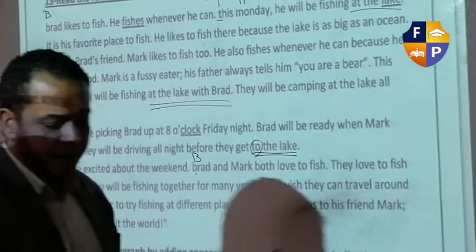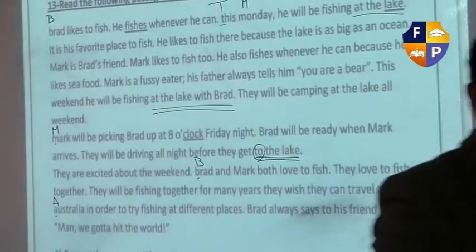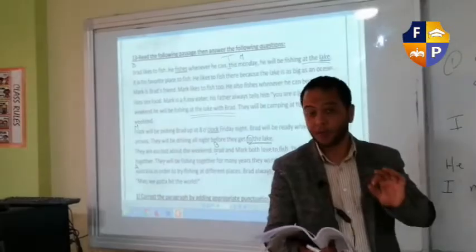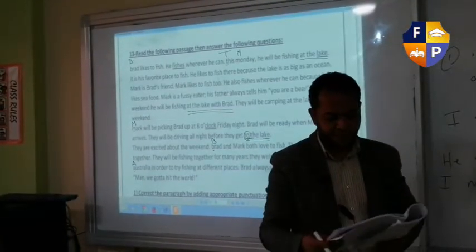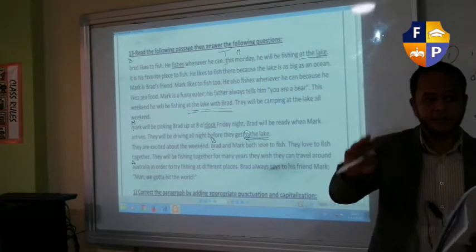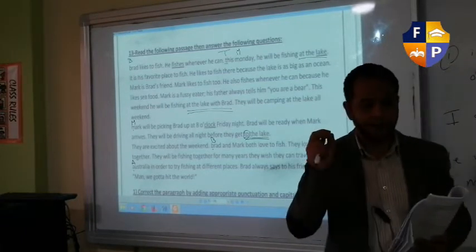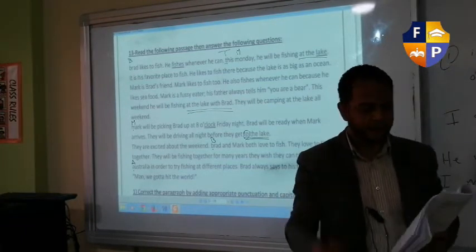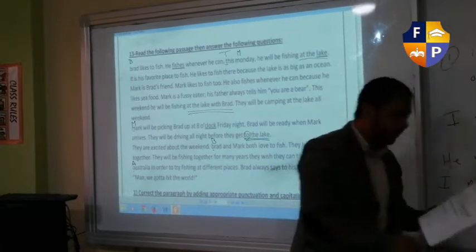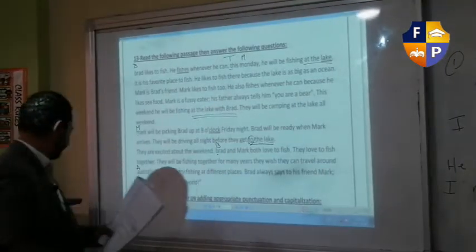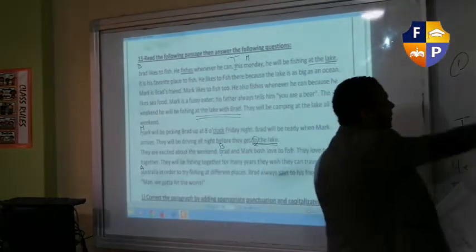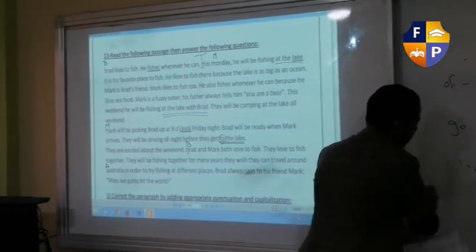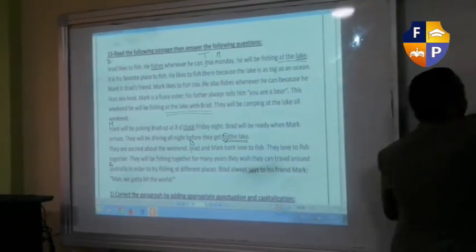Exercise number three, page 55. Look at your booklets, please. Underline the metaphor and circle the simile. In this exercise, we have a short paragraph. We want to find out, or extract, a simile and a metaphor.